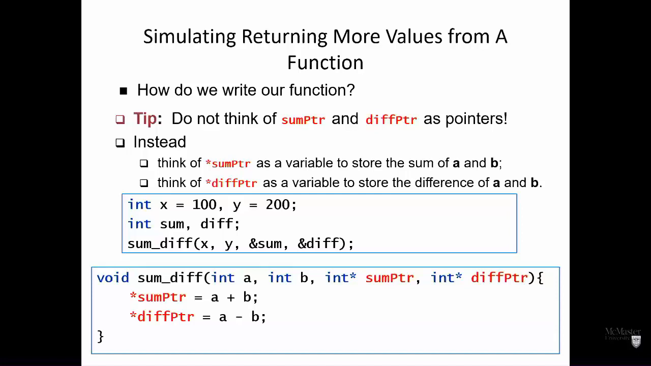So sum and diff in the main are variables. Sum pointer and diff pointer are pointers pointing to these variables. So here you are not actually changing the pointer itself, this is dereferencing again, so you are changing the variable that the pointer is pointing to. I feel like I'm repeating myself 1,000 times, but that's okay. If you get it, this is the important thing. So if you have any question, let me know.